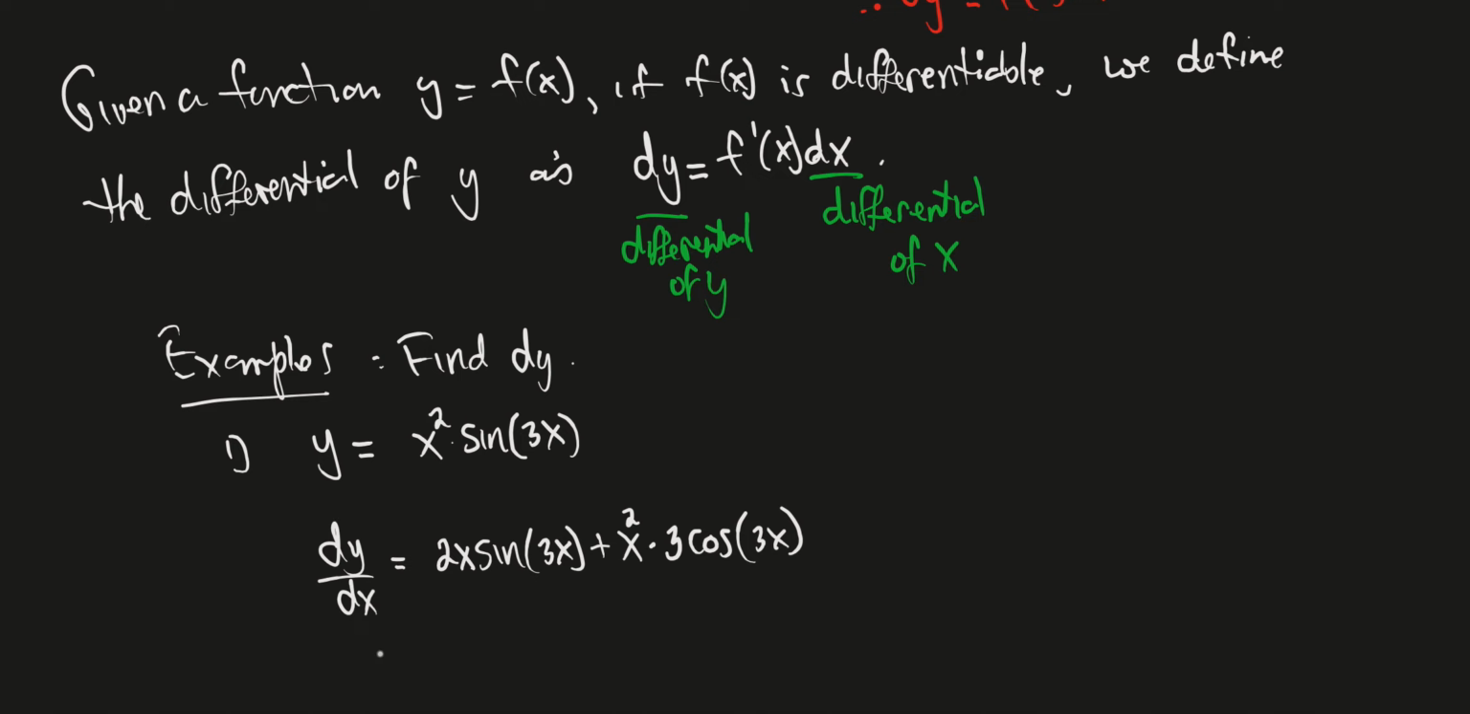So, just to remind you, this is Leibniz notation. And we now refer to this as the differential form of the derivative. So this is an example of a differential form. But process-wise, nothing has changed.